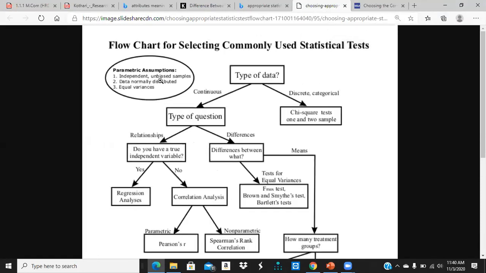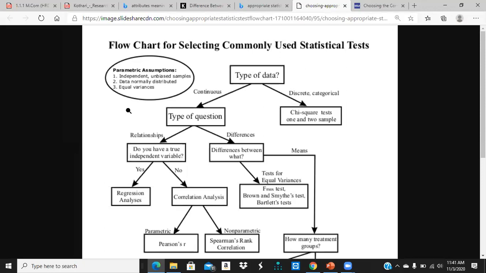The first one is independent and unbiased samples. When you are selecting the sample, it should be independent. Independent means the unit in the first sample should not be a unit in the second sample. We should not take the same samples for hypothesis testing. So it should be independent from one another. There should not be a relationship between samples. So that is called independent samples.